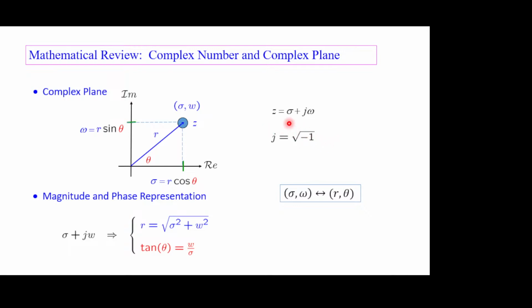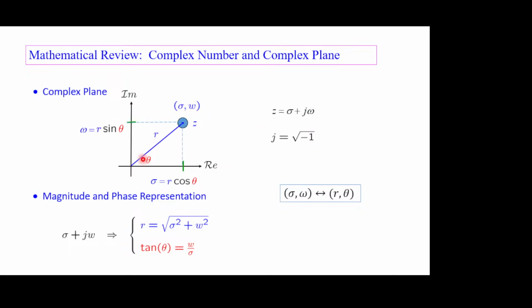Since the complex number has two parts, we often express it as a dot in a two-dimensional plane. So we have this real axis and the imaginary axis, and this sigma, omega point represents the complex number z equals sigma plus j omega. Now, a more interesting thing: there are two different representations of a complex number we will use in the course.